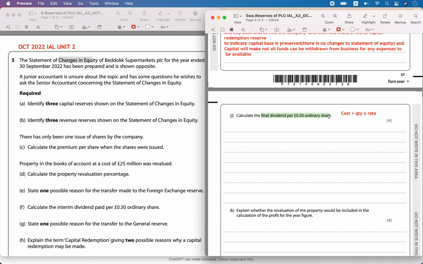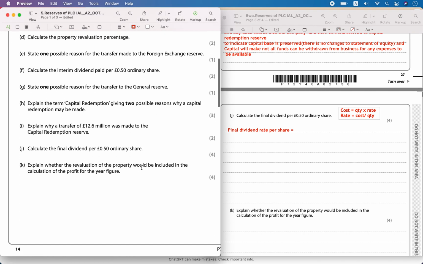Now we have to calculate the final dividend per ordinary share. That's what they have asked. So the rate per share issued is equal to... the final dividend is usually issued based on the number of shares left at the end of the year. So now we have to find what the number is. That means cost by quantity, so the rate is going to be equal to cost by quantity of the shares.